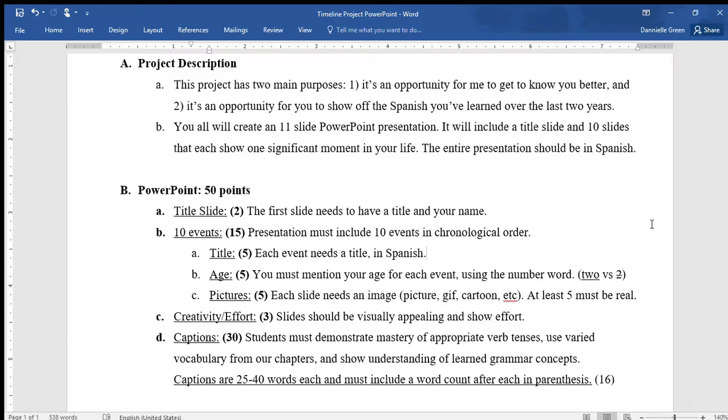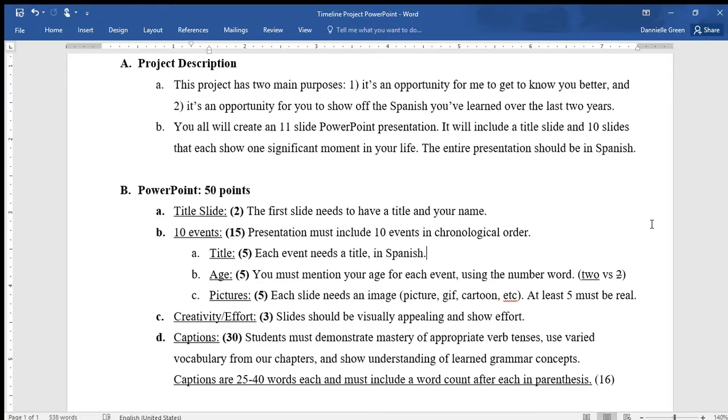Now, the grading here is letting you know exactly what I'm looking for. This is a 50-point assignment, and it will be a test grade. Like I said, you need to start with a title slide. You can pick a title for your presentation. It can be anything from My Life, or All About Me, or My Personal Timeline, or whatever you want. But it does need to be in Spanish, as the entire presentation should be in Spanish.